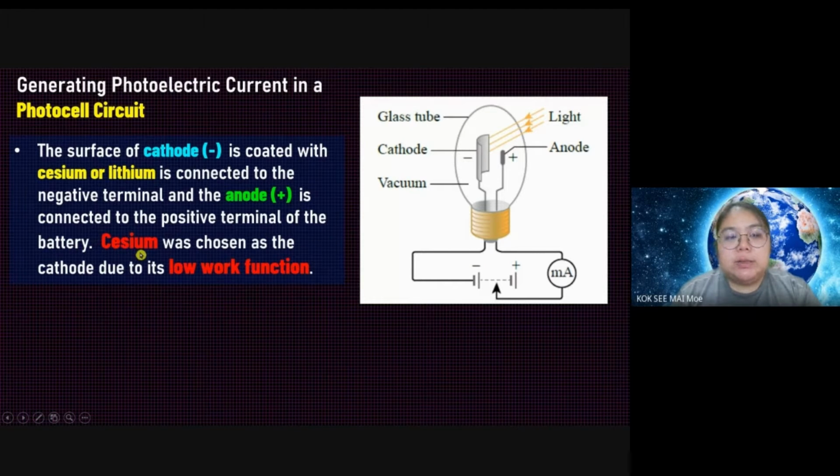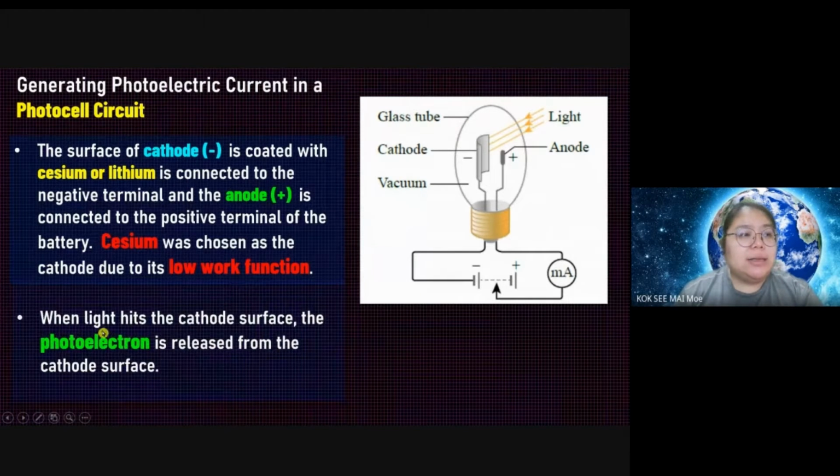Normally calcium is chosen. Why? Because it has a low work function. Low work function means it is easy to overcome the work function for the electron to come out. Low work function also means the threshold frequency becomes low. So when the light shines, it can overcome the work function. The electron can come out, and it also gets kinetic energy, so it moves faster to the anode. So normally the coating on the cathode must have a low work function.